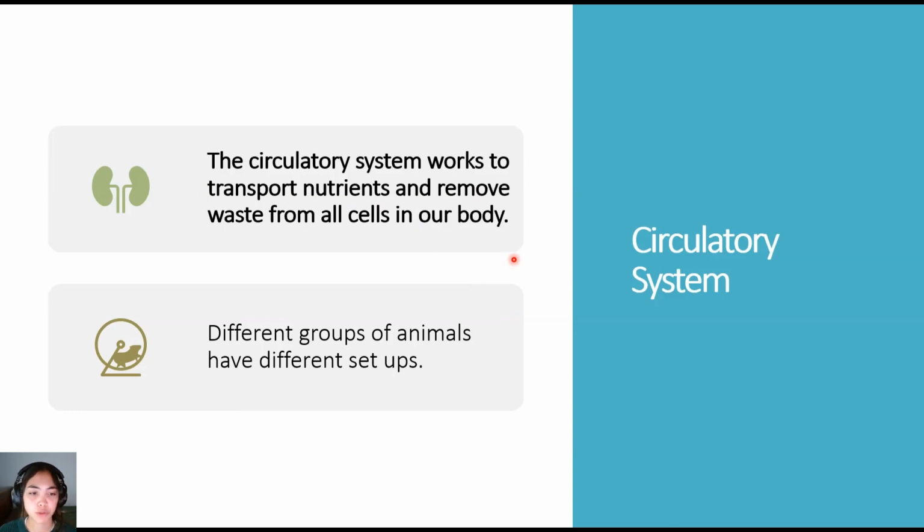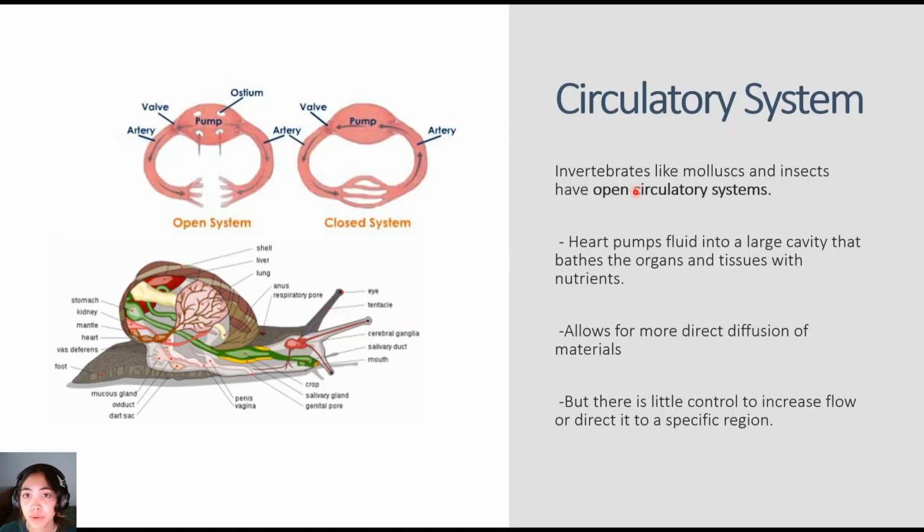But of course, different groups of animals have different setups for this. So, for example, invertebrates like mollusks and insects have what is called an open circulatory system. So what happens is that the heart just pumps fluid into a large cavity and bathes all the organs and tissues with nutrients. This, of course, has its advantages, where it allows for more direct diffusion of materials, but there is little control to increase flow or direct it to a specific region.